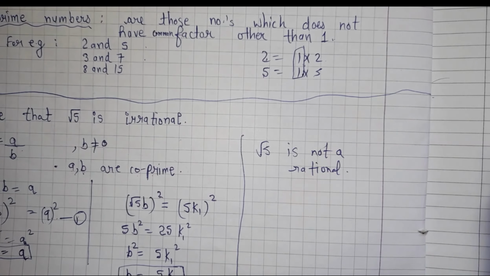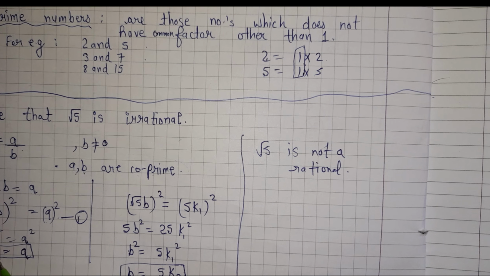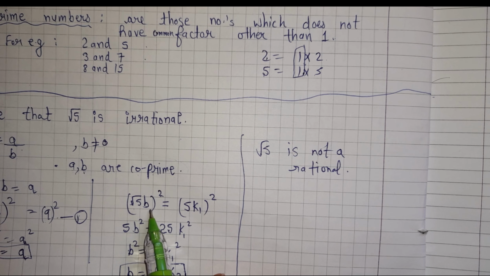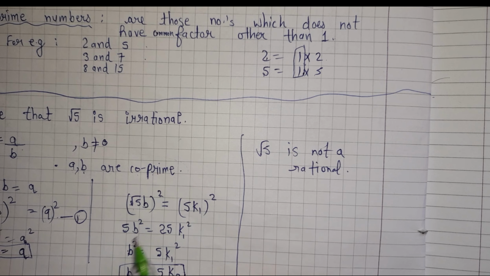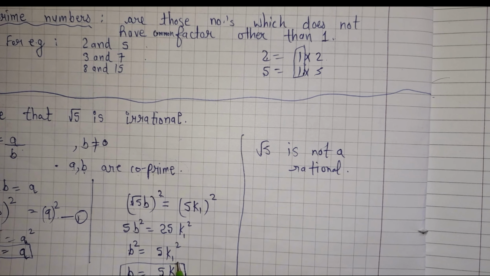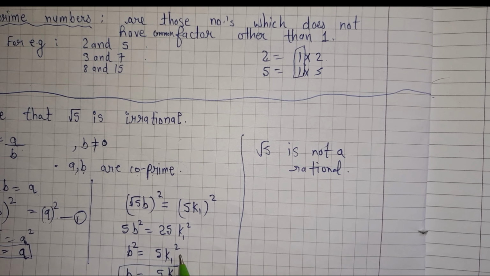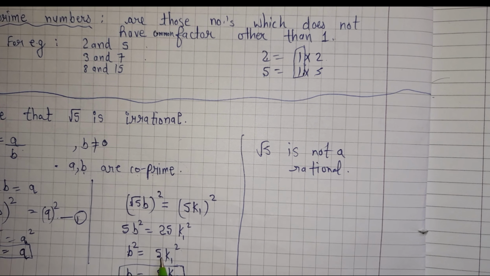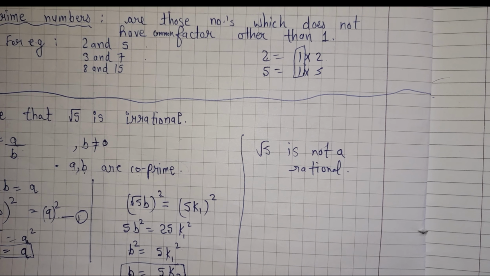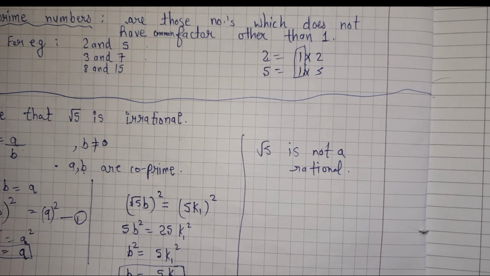Next, a is equal to 5k1. Put it in equation number first. Root 5 b square is equal to 5k1 whole square. On solving, we will get this and then this. b square is equal to 5k1 square. It's again visible that 5 divides b square. If 5 divides b square, then 5 will also divide b by theorem number 1.2.